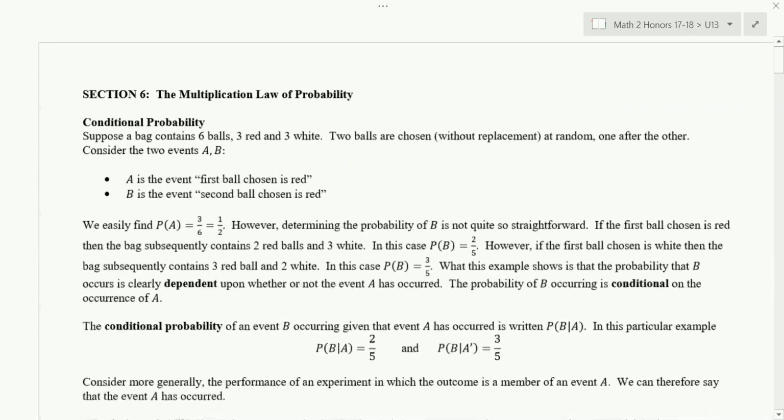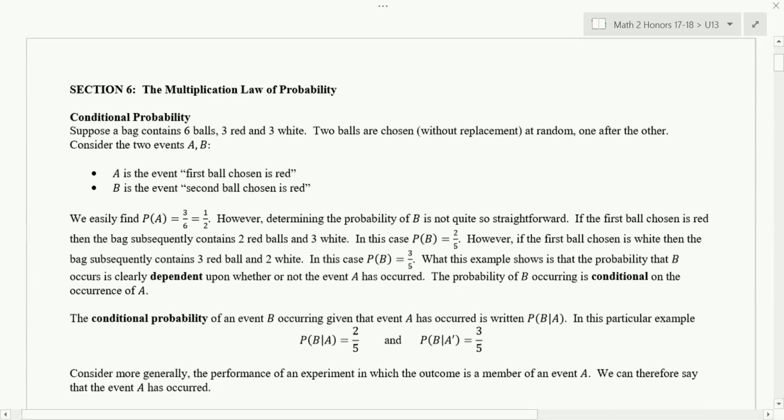Section 6 is on the multiplication law of probability, and I'm going to introduce to you an idea called conditional probability, and really it breaks down to these kinds of problems, or the intersection problems. And so we're going to start off with a simple example here.